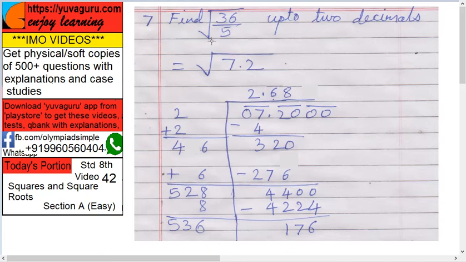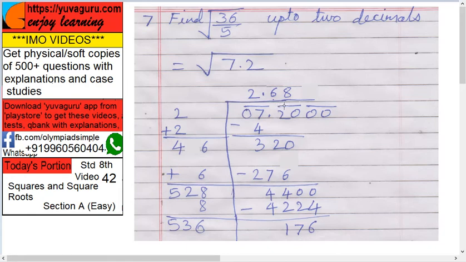First solve this 36 upon 5. 5 sevens are 35, 5 ones are 5, so we get 7.2. That is the number, and this square root we have to find, up to 2 decimal places. Remember how to solve this. Point here, 7.2 here, and we want 2 decimals.